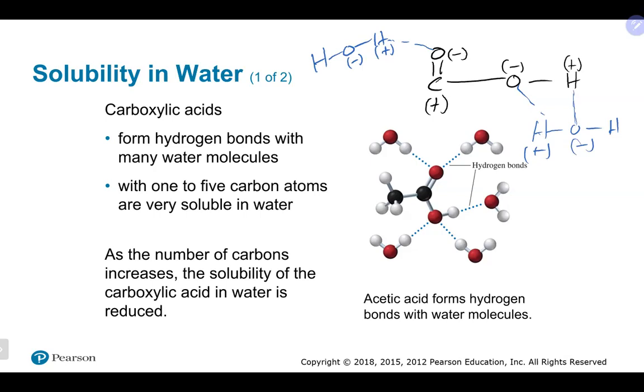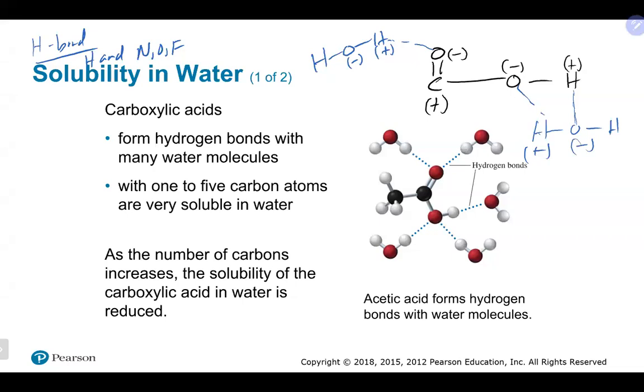So remember, for hydrogen bonding to happen, you need basically a bond between hydrogen and either nitrogen, oxygen, or fluorine. So any of those have the ability to hydrogen bond. Because they can interact with water the way water interacts with itself, it makes them soluble in water and they will mix really well. So again, ethanoic acid or acetic acid would be soluble in water.